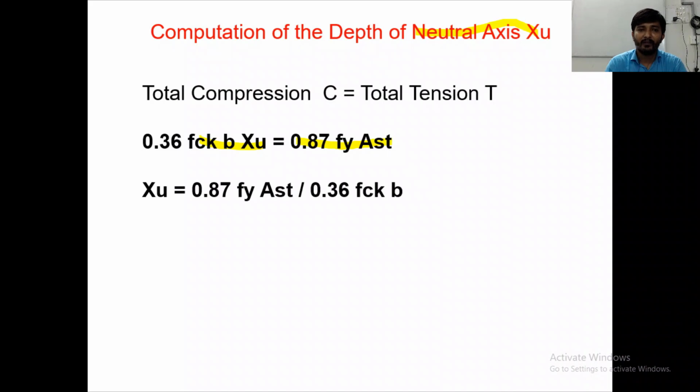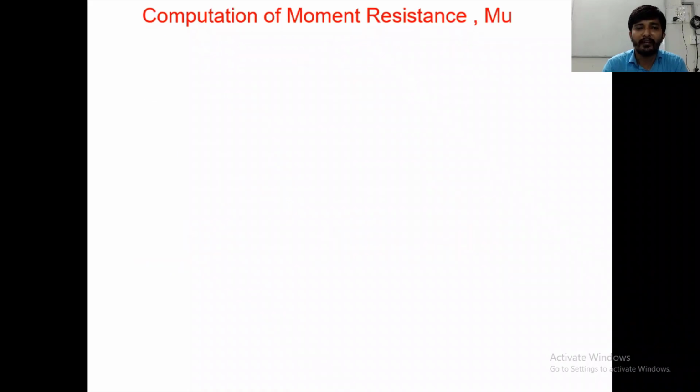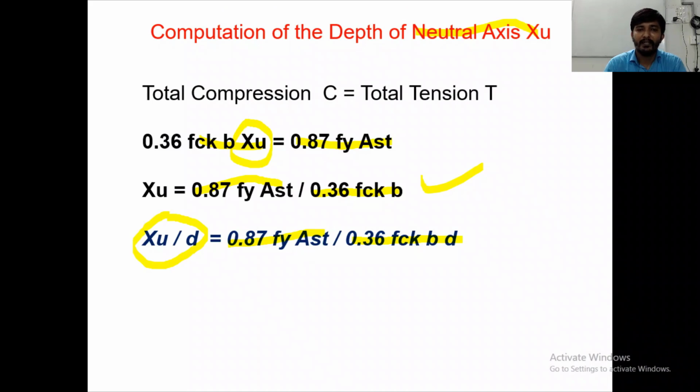Out of this, if you prepare a formula governing xu, xu is equal to 0.87 fy Ast divided by 0.36 fck into b. Now if you convert this into xu divided by d, you need to divide by d on both sides. So 0.87 fy Ast divided by 0.36 fck b into d. We have divided the same equation by d on both sides. Right, so this is my xu divided by d and xu value.